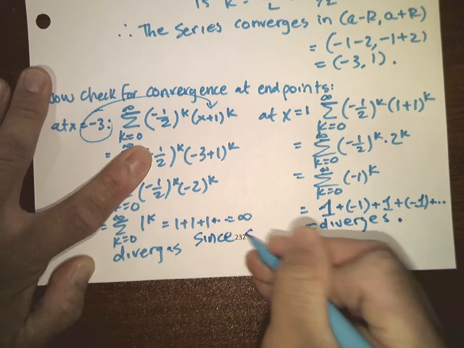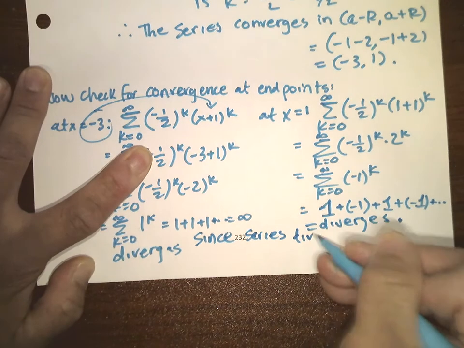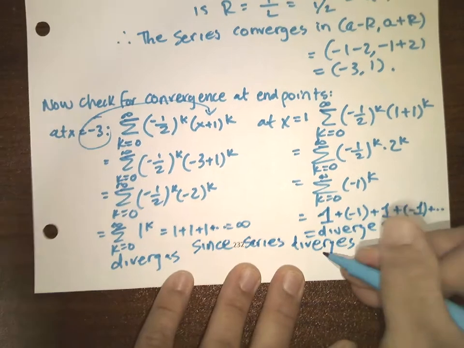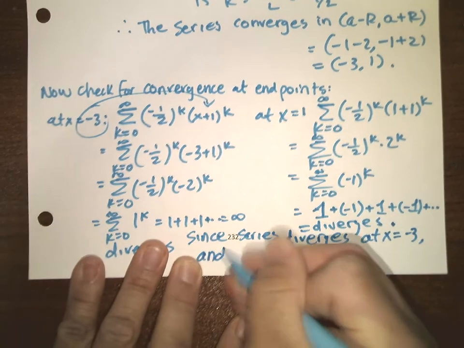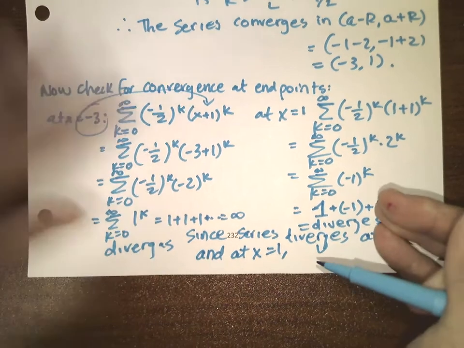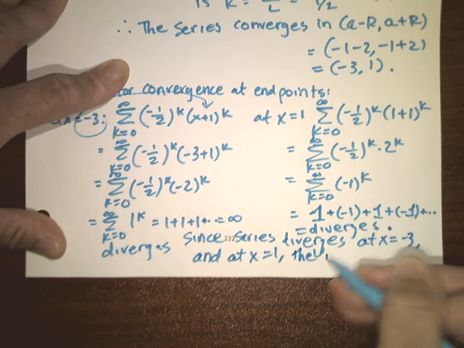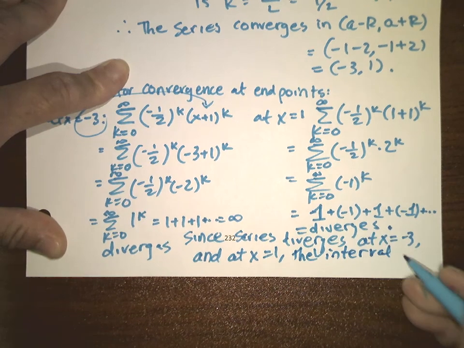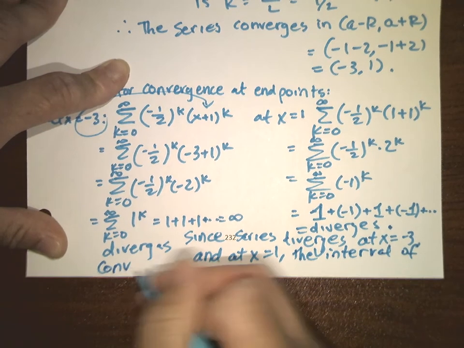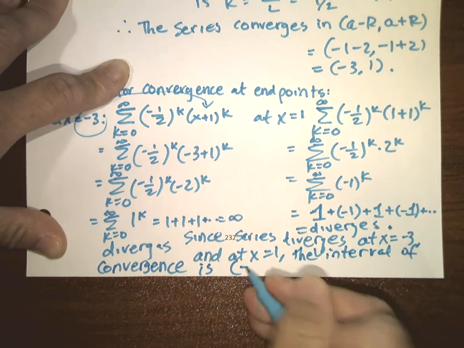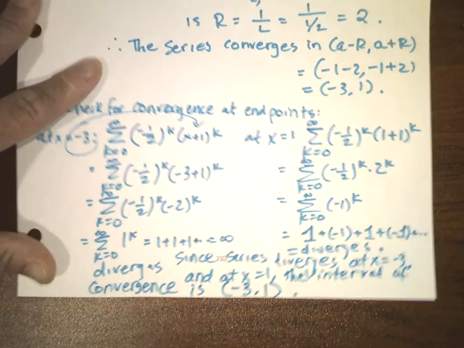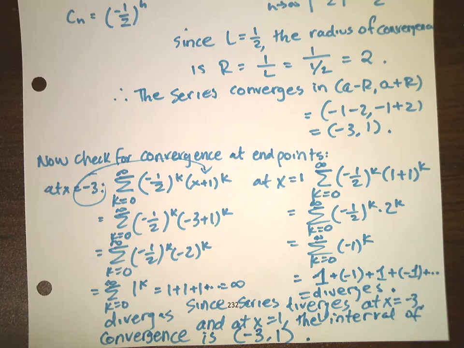And so therefore, since the series diverges at x equals -3 and at x equals 1, that means that the interval of convergence is just going to be -3 to 1. All right, so I really hope that you enjoyed that. That is the interval of convergence for this power series here.